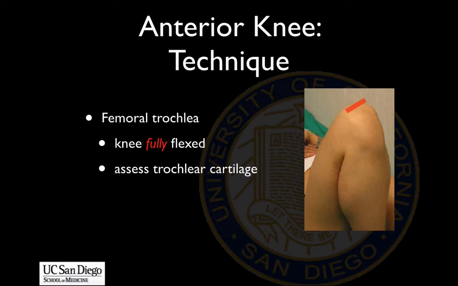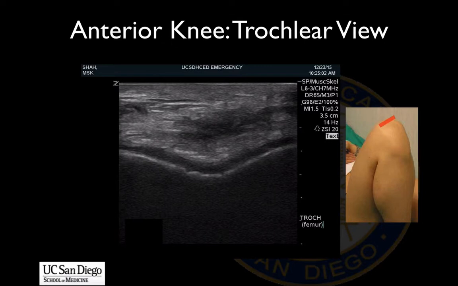Lastly, we'll focus our attention on something referred to as the femoral trochlea view. This view involves repositioning the patient. You will need to have them fully flex their knee, as you can see in the photograph here. This is a great view to assess the trochlear cartilage of the femoral condyles.